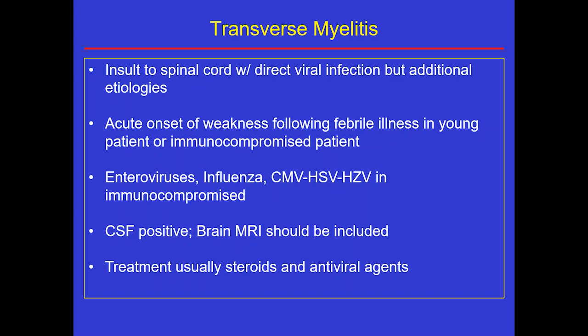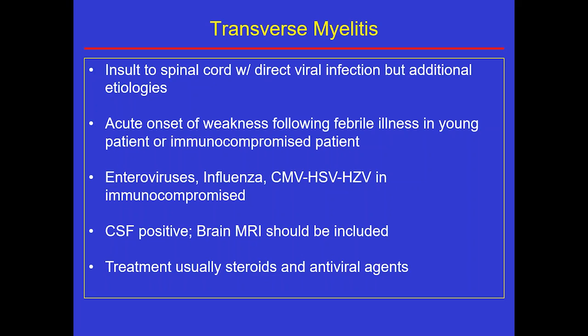These patients have a rapid progression with neurologic impairment within days, and have a variable prognosis. Despite steroid and antiviral therapy, a third of these patients will have poor recovery. Organisms that tend to be involved are enteroviruses, influenza, CMV, HSV, and HZV in immunocompromised patients. Sometimes you may not always get a definite organism from the CSF, but in most cases the CSF is positive.